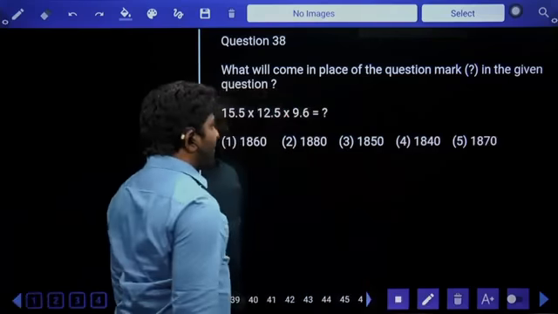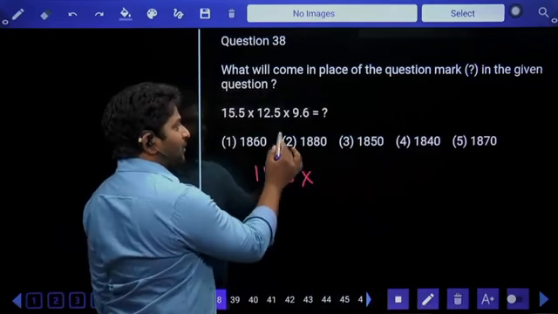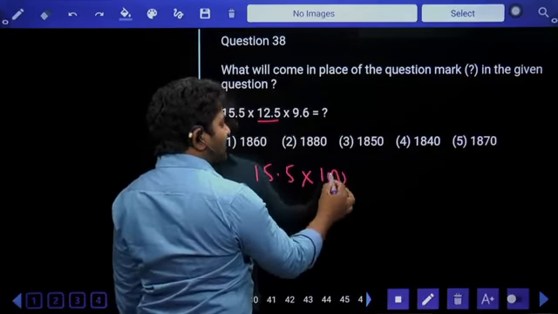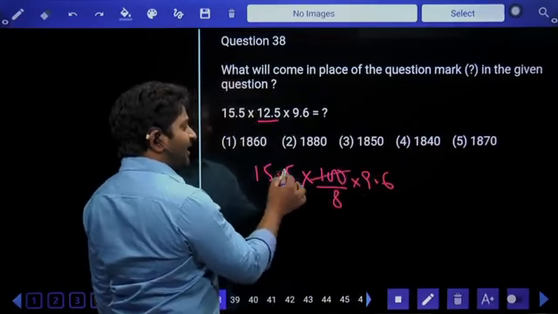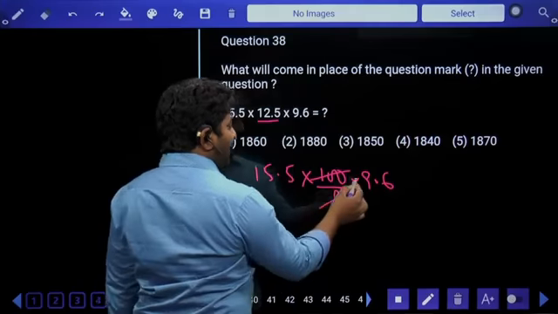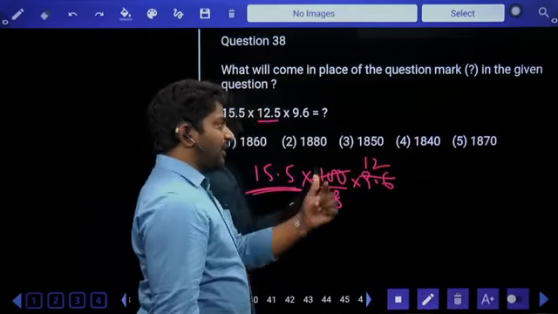Next, here we have 15.5. Keep it as it is into 12.5. We can write it as 100 by 8 into 9.6. 100 and decimals get cancelled. 8, 12 times we have. So finally it becomes 155 into 12.